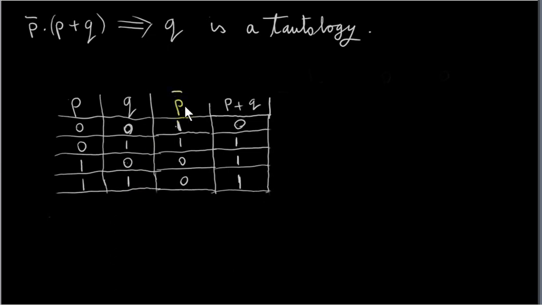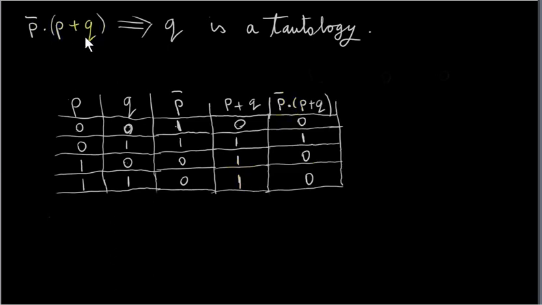P bar, or not p, is got by negating the values of the p column, so we get 1, 1, 0, 0. We also need p plus q, which means p or q. Remember, p or q is false, that is 0, when both p and q are false. When they're both zeros, then p plus q is 0. Otherwise, we have 1s.